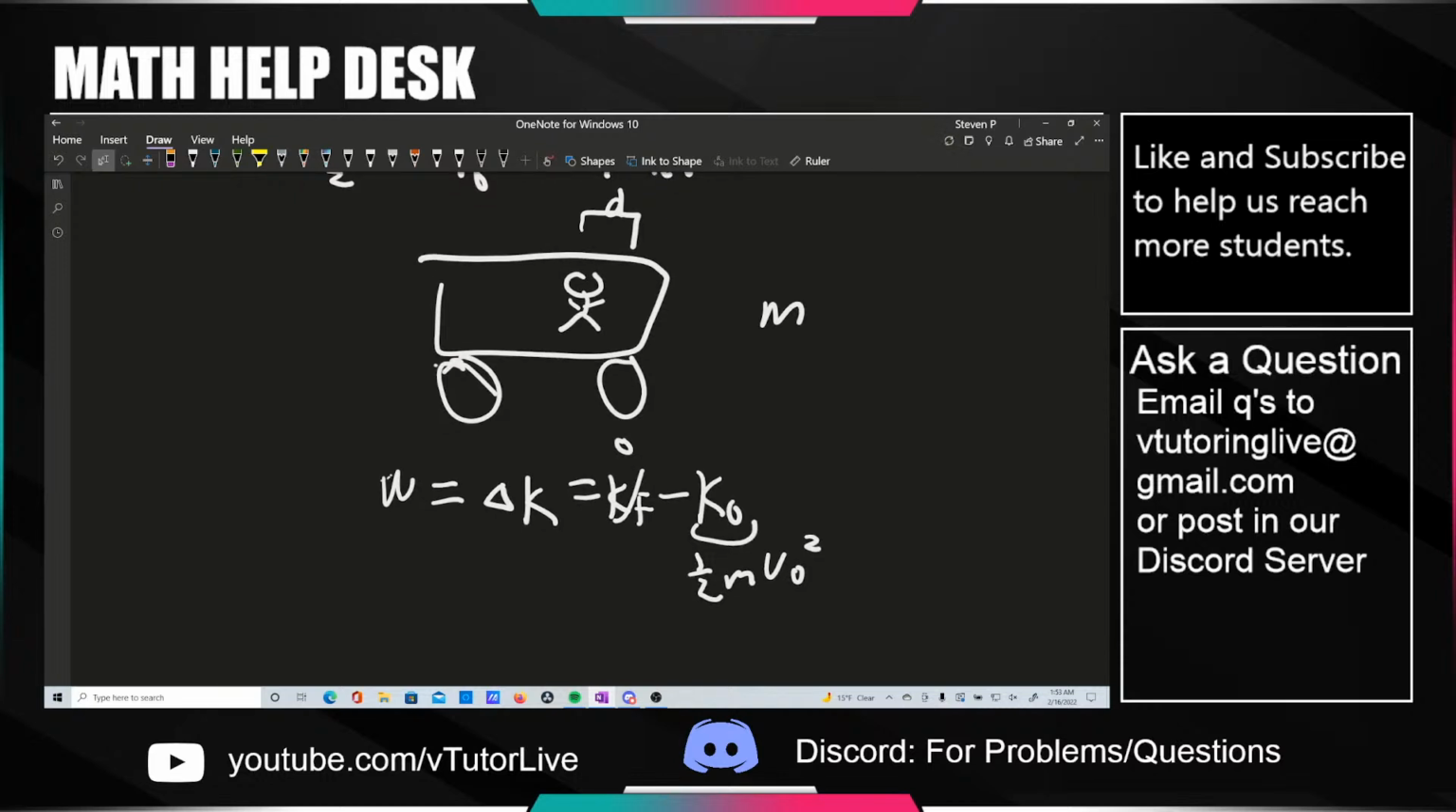So what is the magnitude of the force during the crash? On the other hand, the work is just equal to Fd. So you basically set Fd equal to 1/2 m v naught squared.